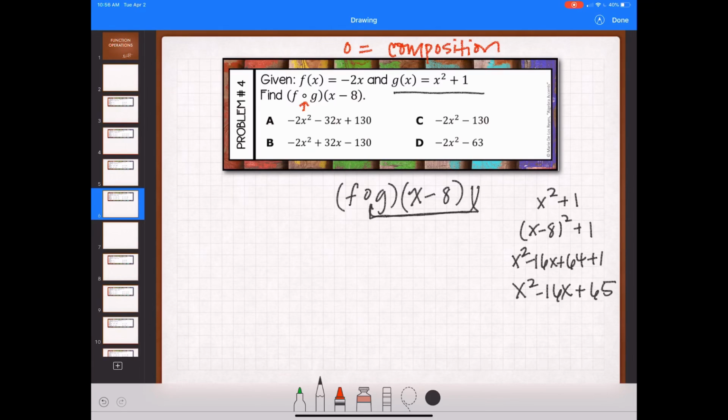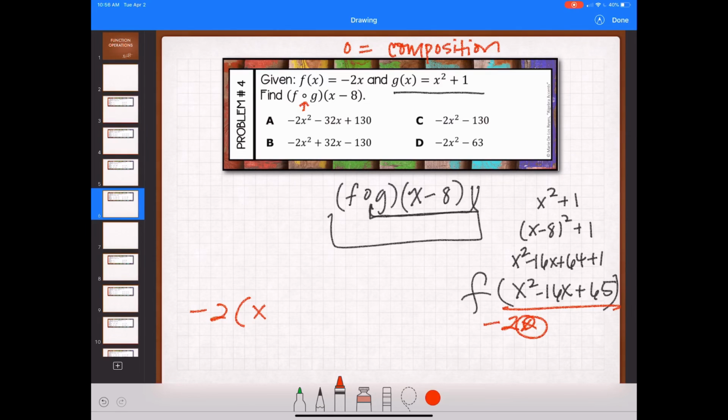Now that answer here, I'm going to put it inside of my f function. So now I'm inputting into the f function. My f function is negative 2x. So instead of this x, I'm going to put in what I got for my last problem. So negative 2 parentheses x squared minus 16x plus 65. Distribute, and then I get negative 2x squared plus 32x minus 130.